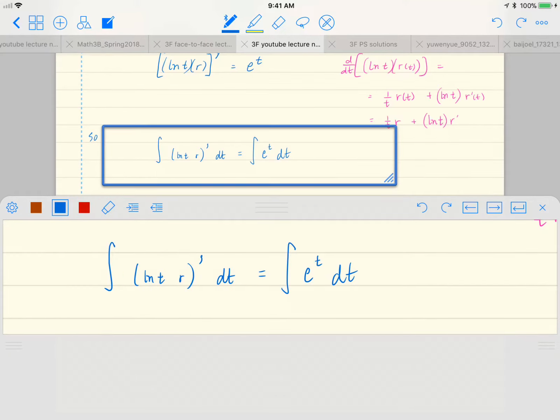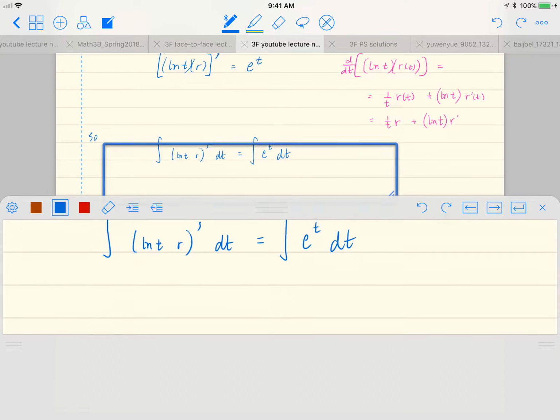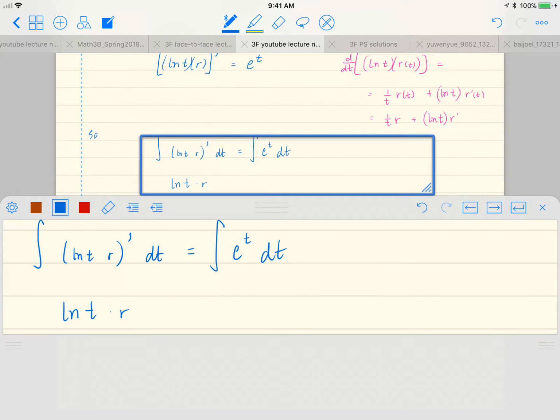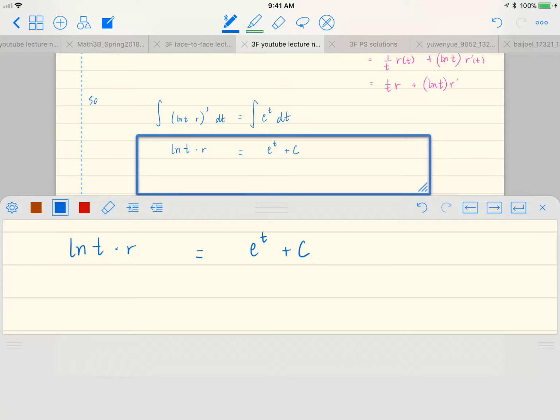Now, the fundamental theorem of calculus says the integral of the derivative is the original function. So my left-hand side is equal to natural log of t times r. And now what is the integral of e to the t dt? e to the t. Here, I'm going to add a constant because I'm solving for r, and I want my r to be in general form. And I'm almost done, because if I know that r times natural log of t is equal to e to the t plus a constant, all I have to do is divide both sides by natural log of t. And I know r explicitly. So this is my final answer.